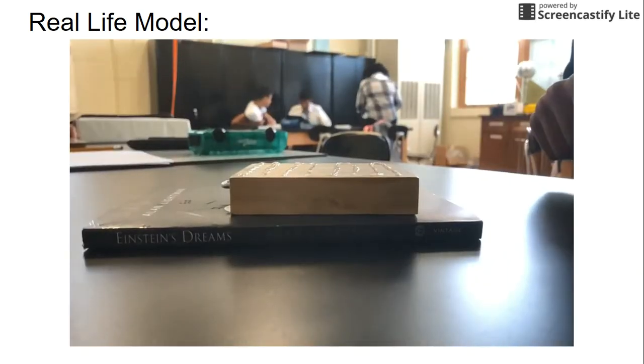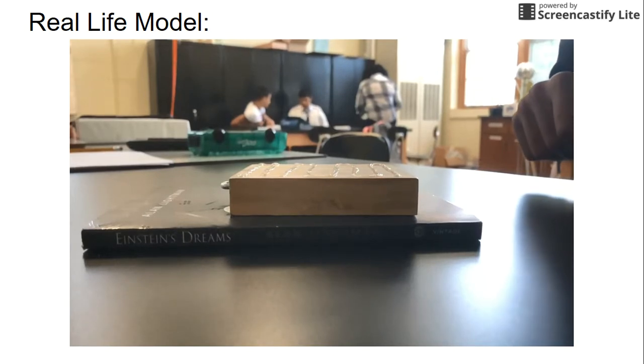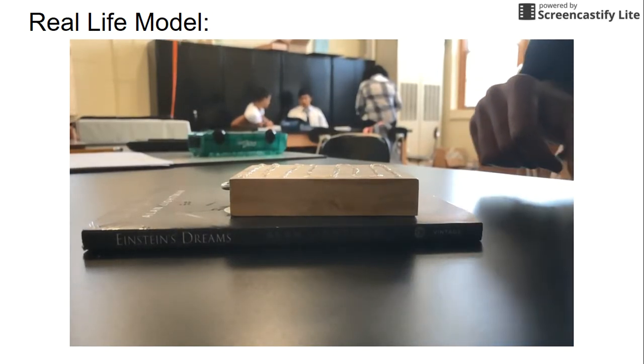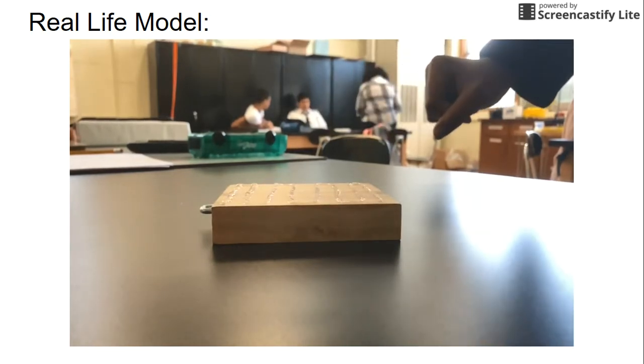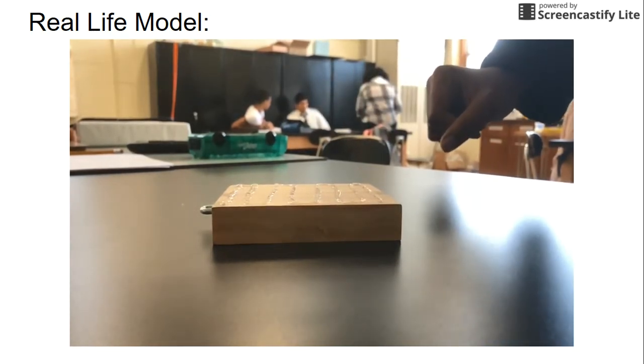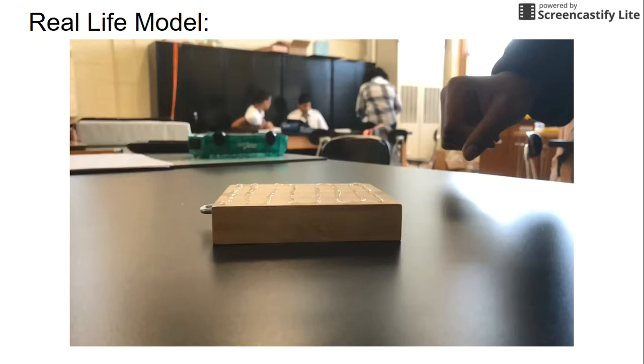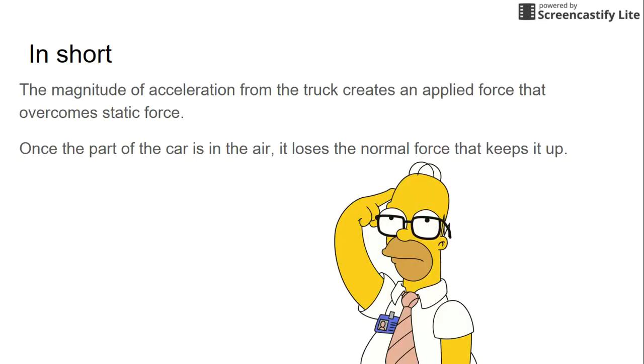What we see on the slide is a real-life model. Nabil is going to push that book, and when he pushes the book, the block itself remains in the same position. In short, the magnitude of acceleration from the truck creates an applied force that overcomes the static force between the two. Once part of the car is in the air, it loses the normal force that keeps it up, and thus falls to the ground.